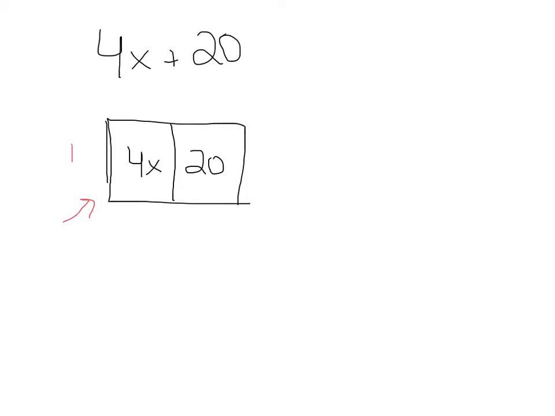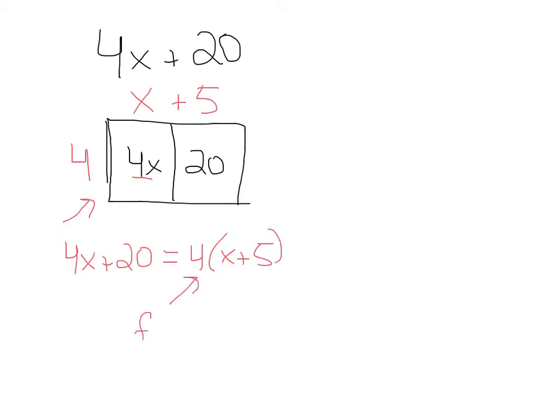The number 4 can be multiplied to create 4x, and it can also be multiplied to create 20. So on top, I would have the amount of x, because x times 4 is equal to 4x, and then 4 times positive 5 is equal to 20. So that means 4x plus 20 is the exact same as 4 groups of x plus 5. This is the factored form.